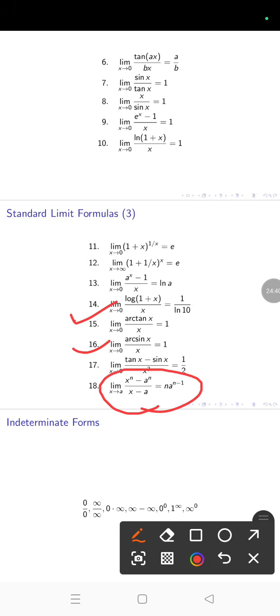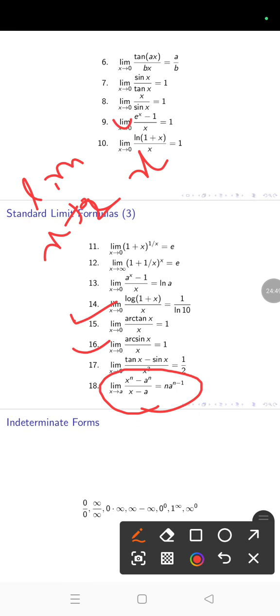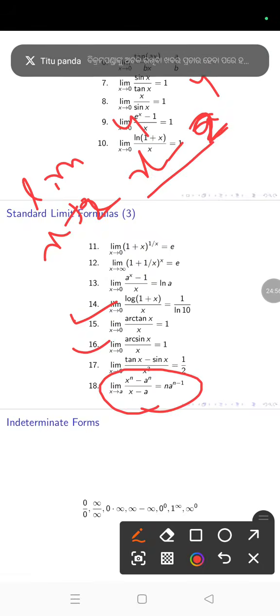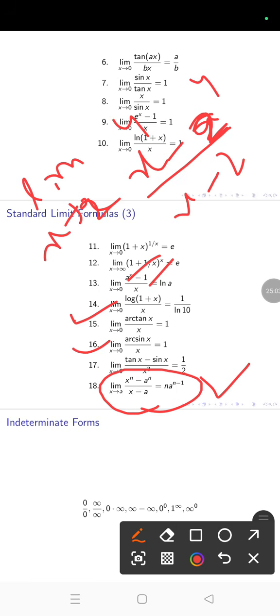I think we can give an example here. Limit x tends to 2, x to the power 4 minus a to the power 4, where a is 2, so x to the power 4 minus 2 to the power 4 divided by x minus 2. In this case, what is the value of this limit? Just put in this formula. Here a equal to 2, and what is n here? n equal to 4.